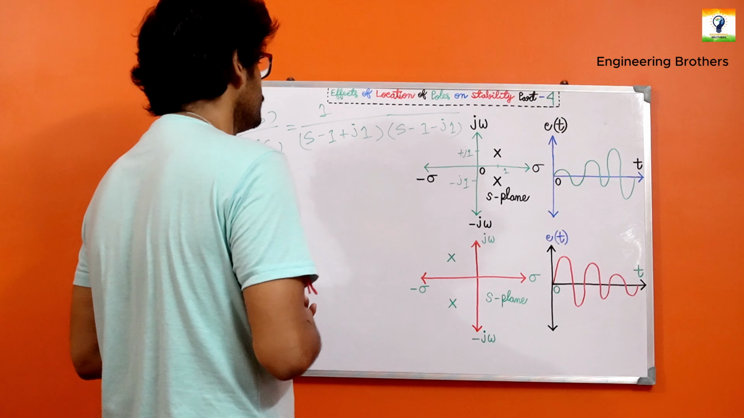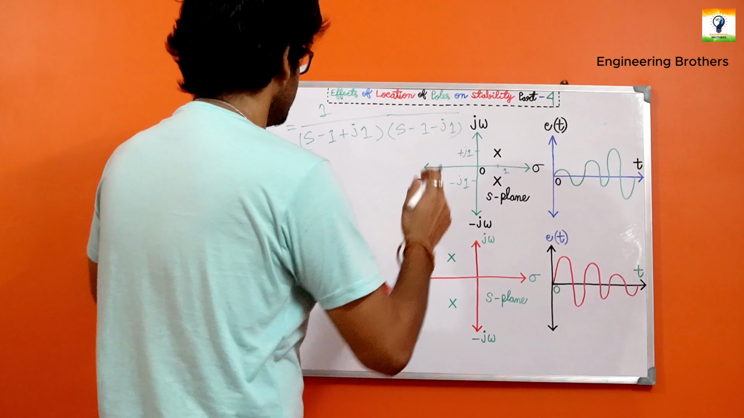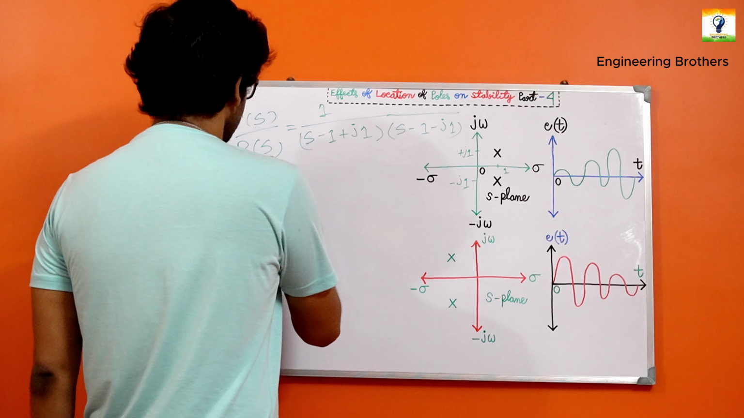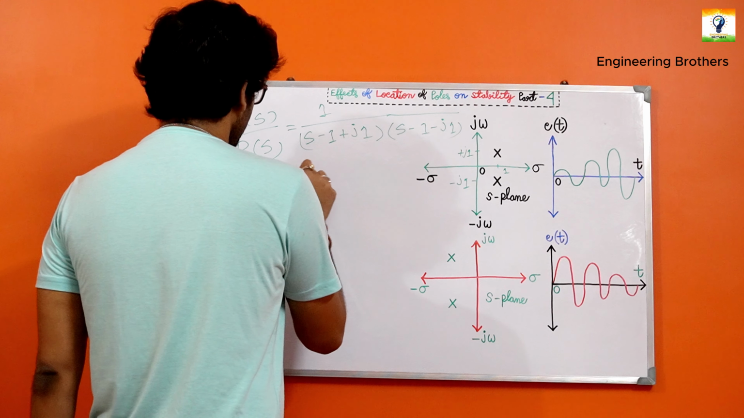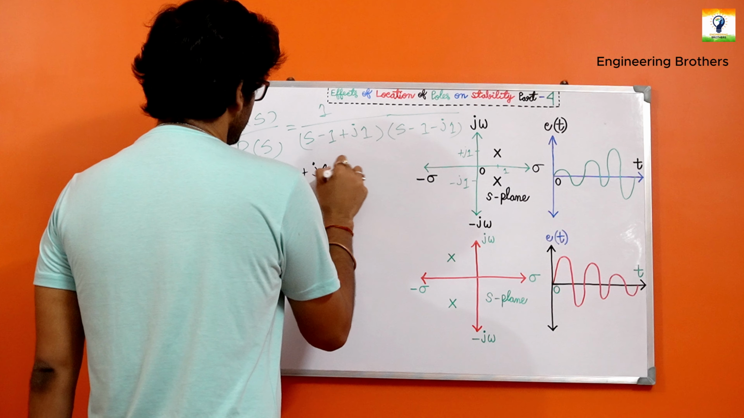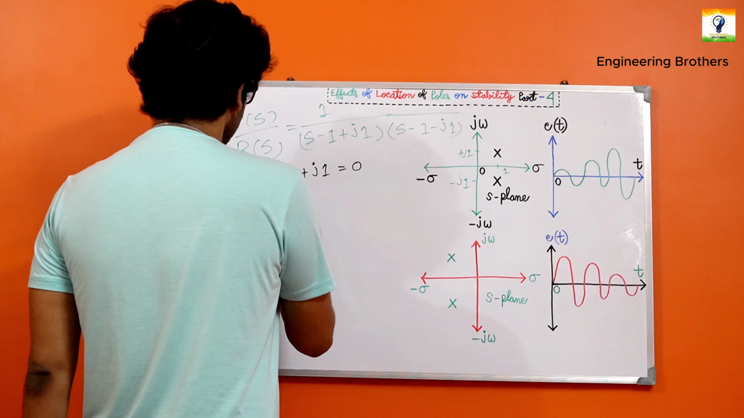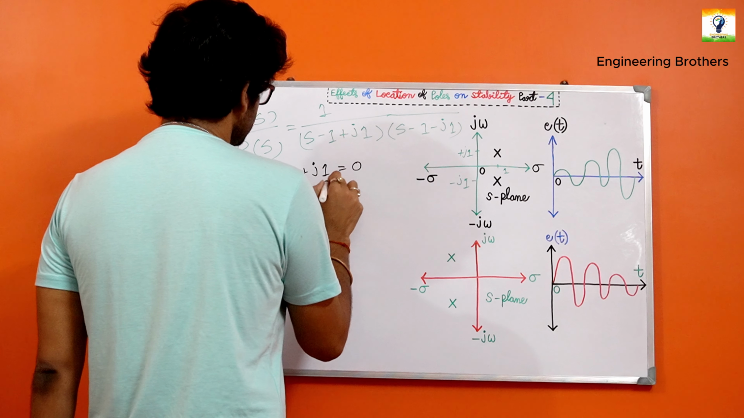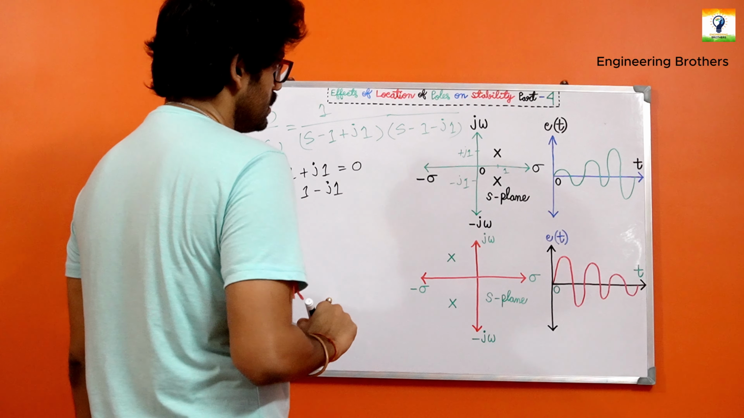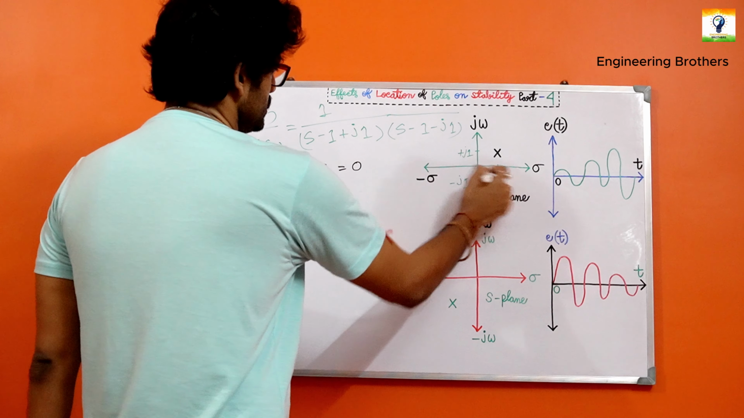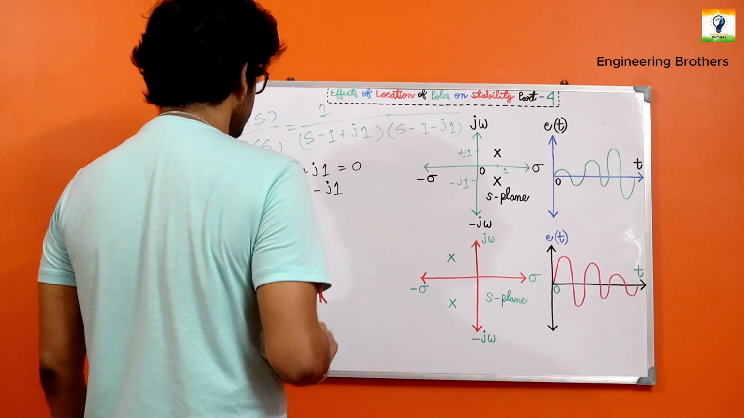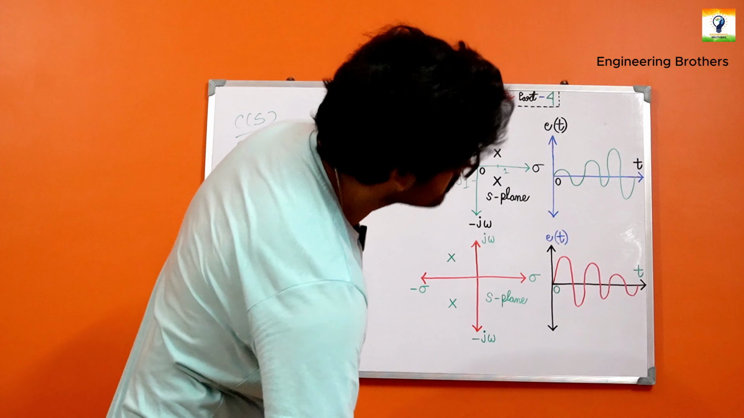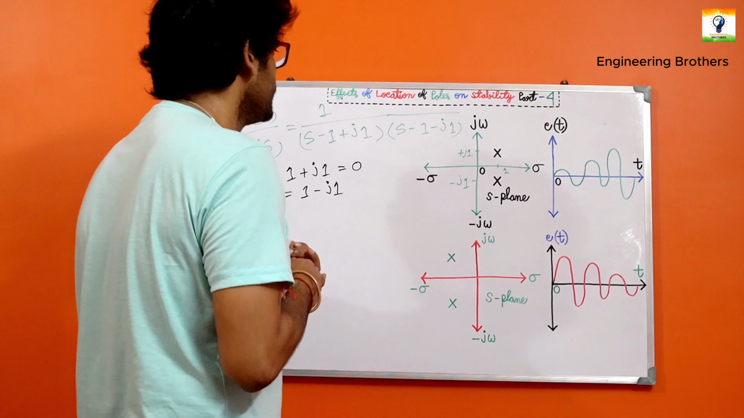And how do you get to that? Just by making the denominator part equal to 0. Now quite naturally, s minus 1 plus j1 is equal to 0, and according to our analogy we get s equal to 1 minus j1. And which one is our 1 minus j1? This point over here. This one will be our s1.